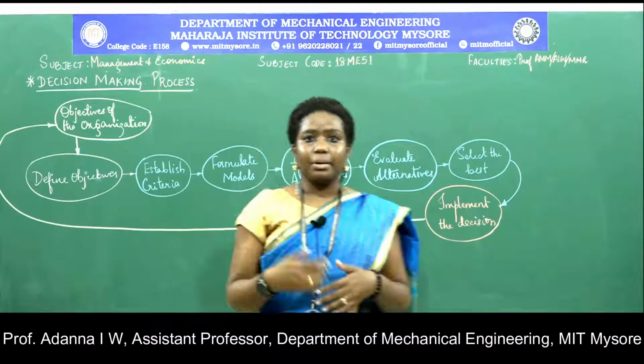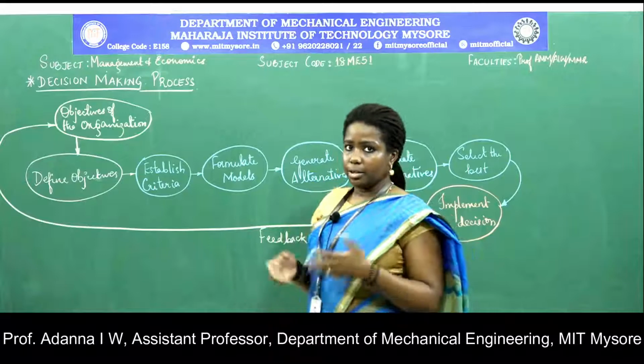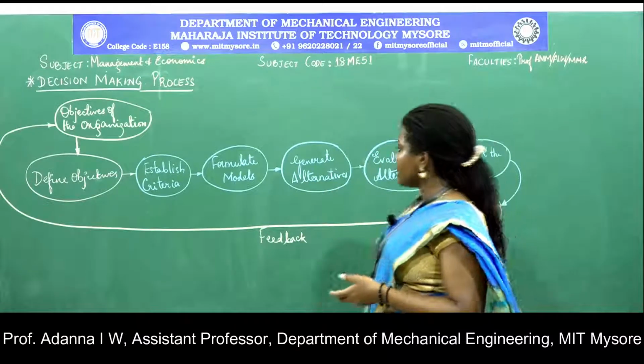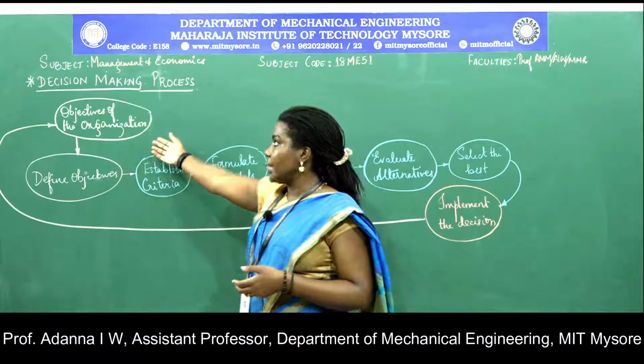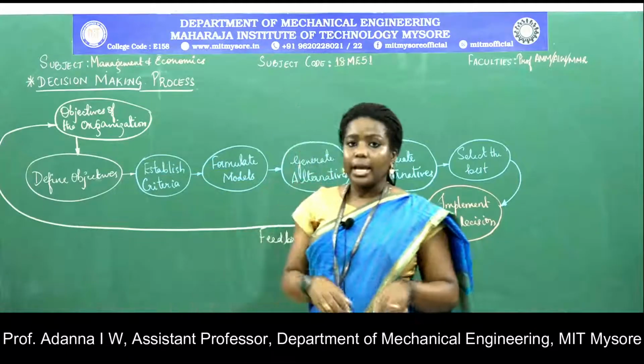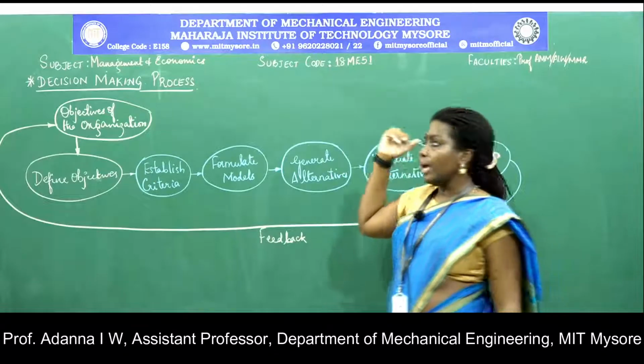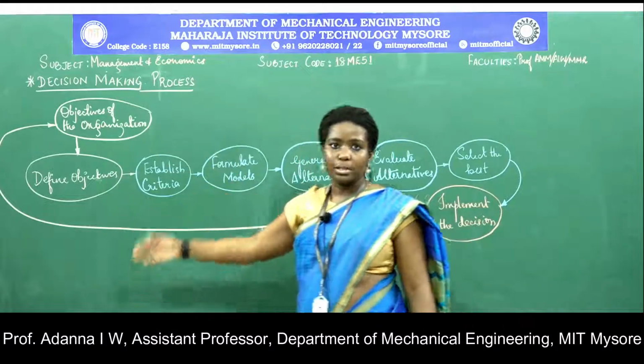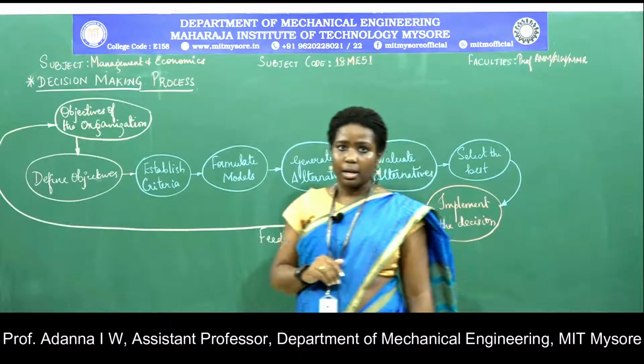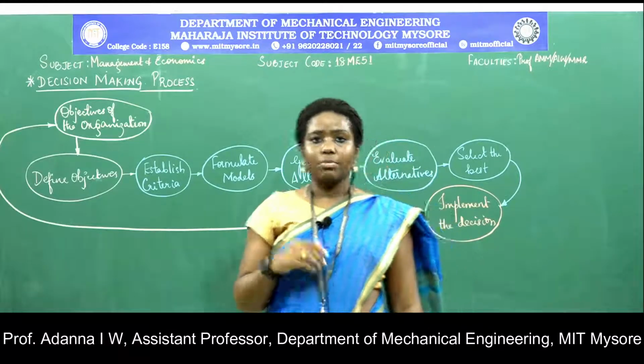The decision is implemented in the outside world, or rather into the process, and the feedback is again sent to see if this matches the objectives of the organization. If there is any change, any of these parameters will be changed. If there is no change, we continue with the cyclic process of decision making. This completes the process of decision making.